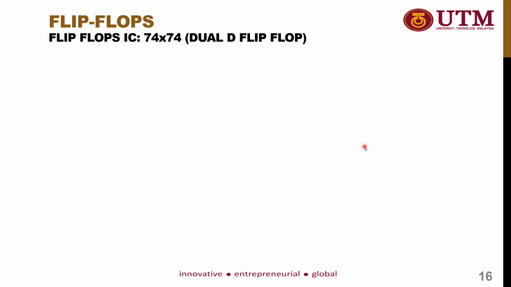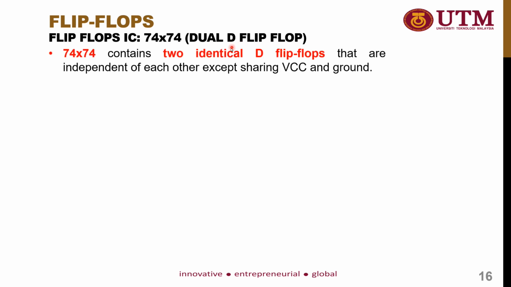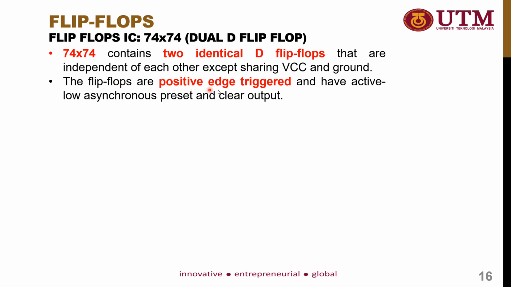Next is the IC which is used for flip-flops. The first IC that we will learn about is the 74x74 IC, which is actually a dual D flip-flop. The 74x74 contains two identical D flip-flops that are independent of each other, except that they share the same power source, which are VCC and ground. The flip-flops are positive edge triggered. You need to remember that for this type of IC, both D flip-flops are positive edge triggered and have active low, asynchronous preset and clear inputs.